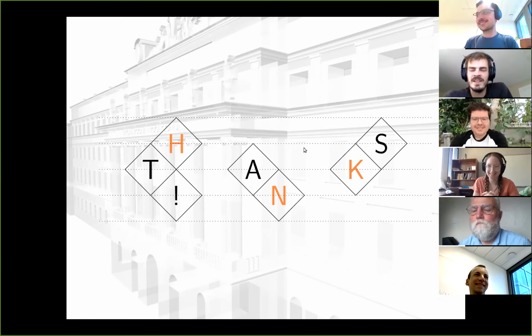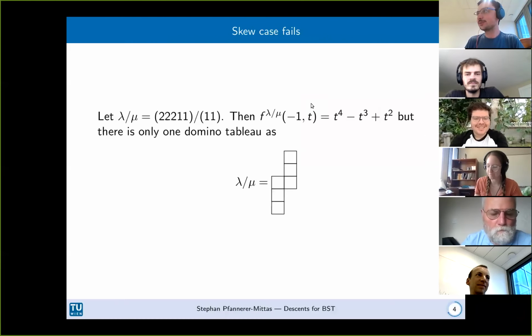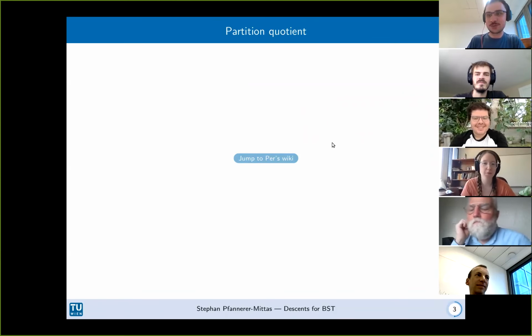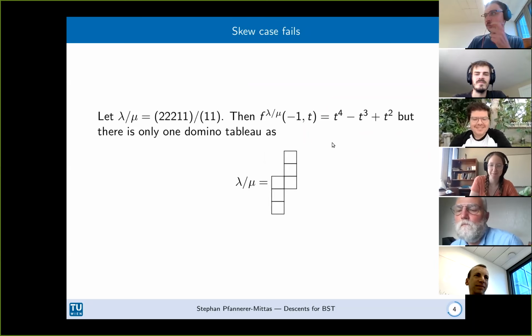Okay, Per asks now about skew shapes, because he already asked. If you want to know more about partition quotient, here's the link to Per's wiki. The skew shape unfortunately fails.